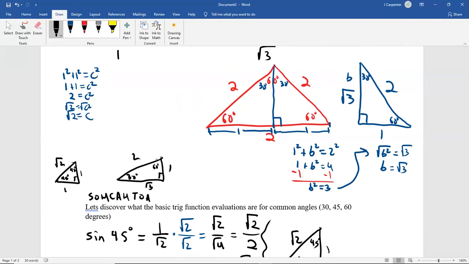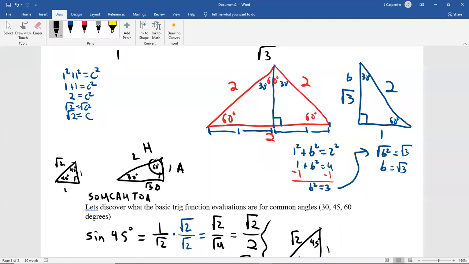So from this, when you're talking about 60 degrees, the square root of 3 is the opposite. That's not a 0, that's an O. The 1 is the adjacent, and the 2 is the hypotenuse. See, it's not that the adjacent's always the bottom. It depends on what angle you're referencing from.